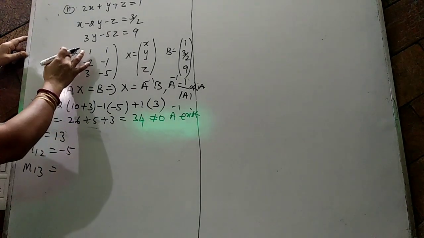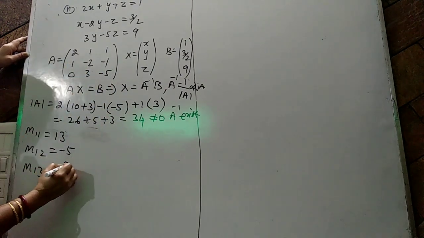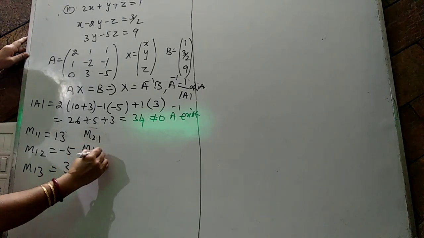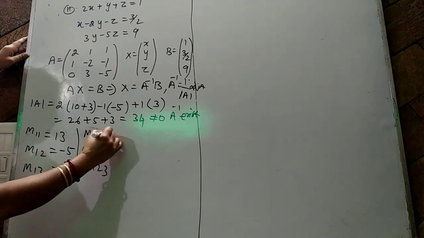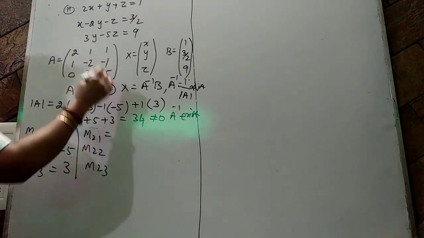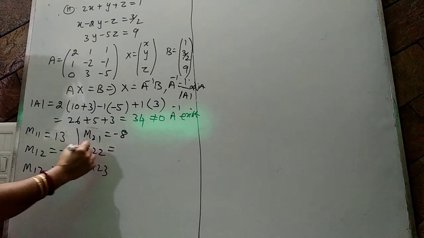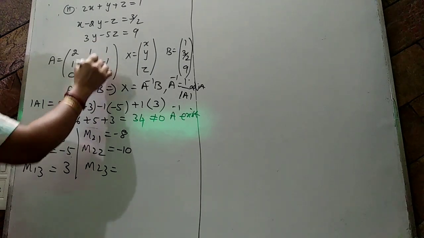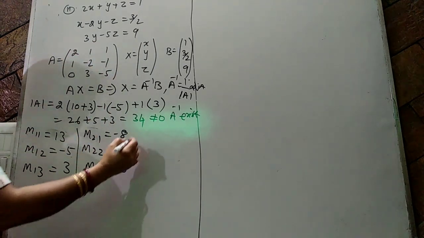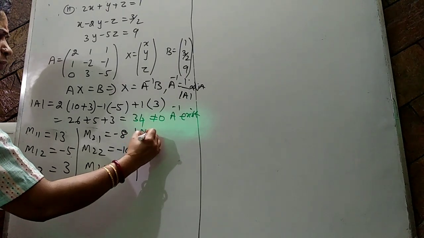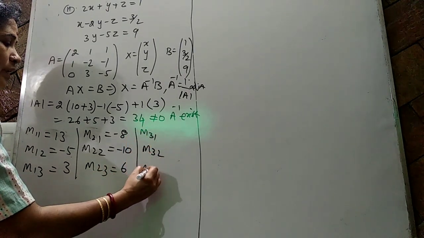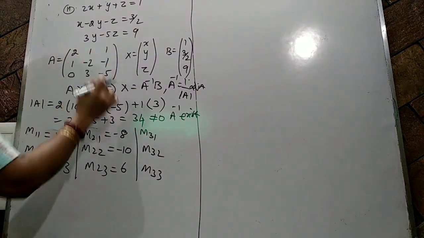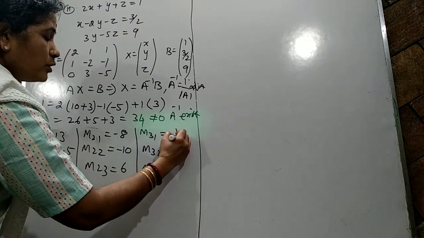Now M13, we will get from the first row, third column, so we will get 3. Now M21, then M22, then M23 we require. Now M21, second row, first column, minus 5, minus 3. Please check the calculation. Now M22, second row, second column, minus 10. Then M23, that is 2 into 3, 6 minus 0, 6 we will get. Next we have to find M31, then M32, then M33. So for M31 we will get minus 1 plus 2, that is 1.